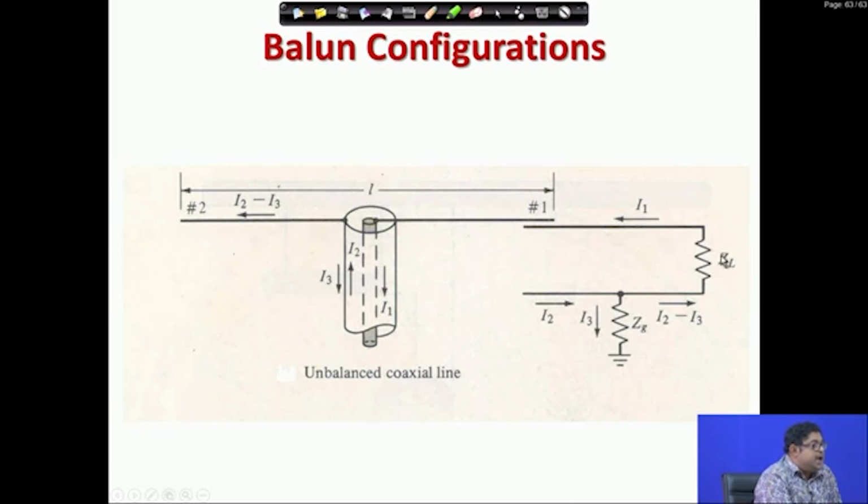So, to the load, that is the free space load, it looks like the current on one side is I1, and on the other side is I2 minus I3. Even if we make I1 and I2 the same, they won't be balanced. So, our job is to choke this I3. Actually, a balun's job is to choke this I3.